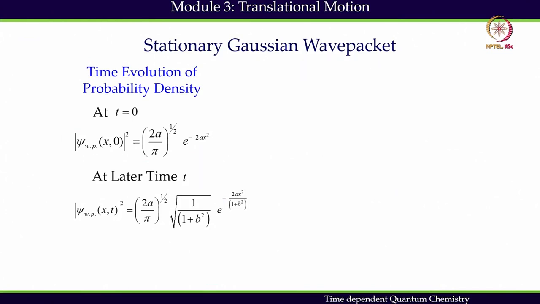So next we will try to understand what changes we can expect for that Gaussian. For that we will find out the width of the Gaussian. I started with this, which is centered at x equals 0, and this was the density, the maximum is (2a by pi) to the power half, and the initial width was delta x naught, at t equals 0.